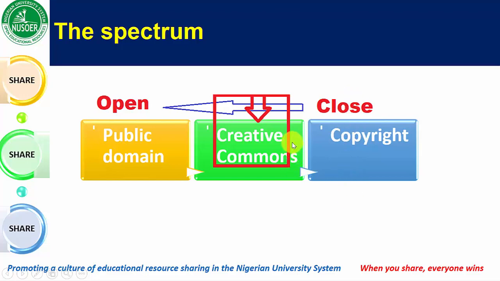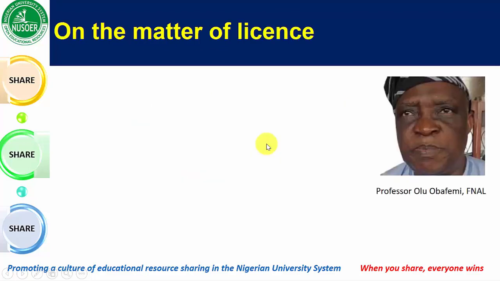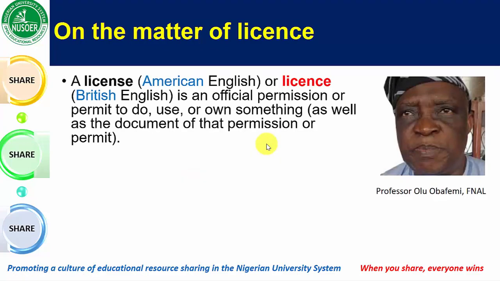Now we're going to move through the 6 bus stops here. Creative Commons. There are 6 licenses that we'll be looking at. And so talking about license, Professor Obafemi is the president of the Nigerian Academy of Letters, a fellow of the Academy, and he's the lettered man in our NSC, National Steering Committee.